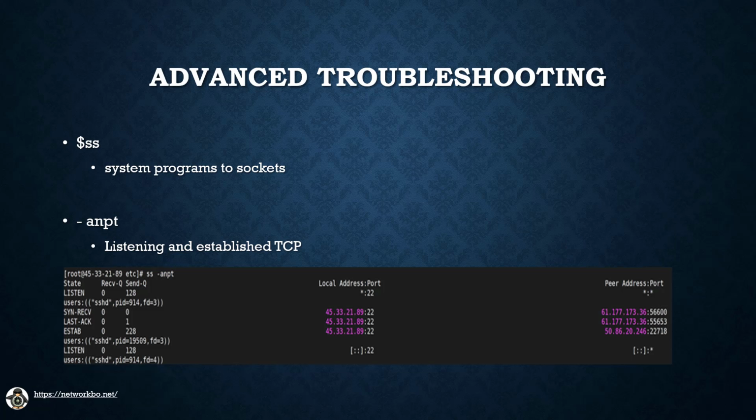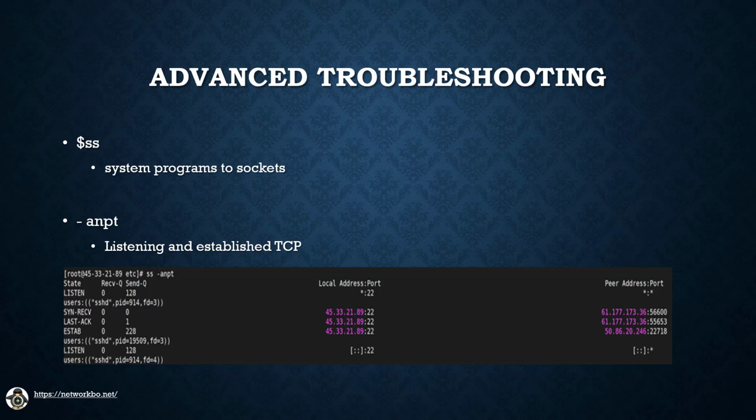A program connected to a port is called a socket. With the ss command, you can link which system processes are using which network sockets that are active. ss is used to dump socket statistics. It allows showing information like netstat. It can display more TCP and state information than other tools.